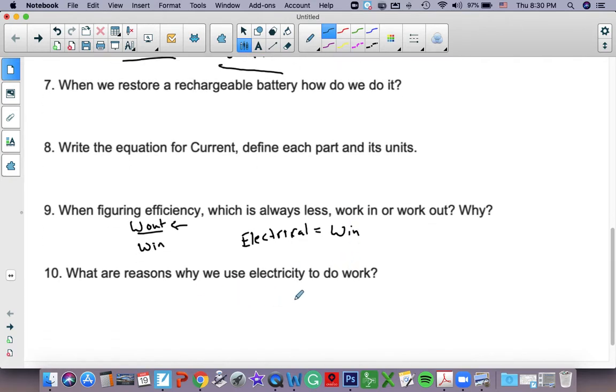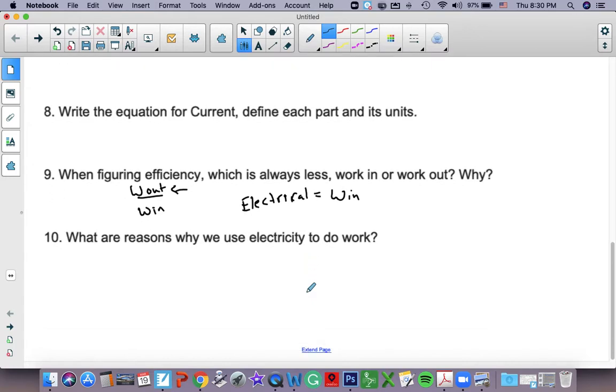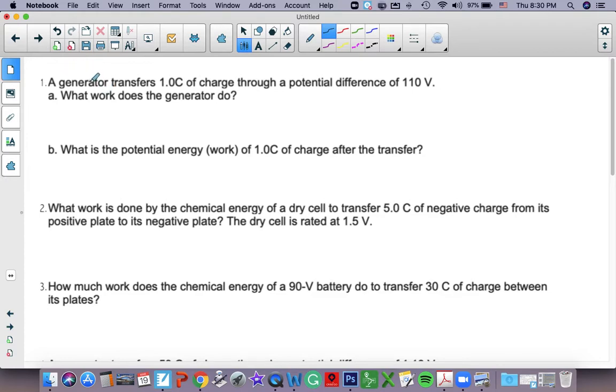The reason we use electricity to do work is that it's efficient. We can turn it into several other forms of work: fluid work, mechanical work. We can use it quite a bit. So let's look at some problems involving that. If we remember our equation, work equals volts times charge, that should be what we're using for most of the equations here on the first worksheet.